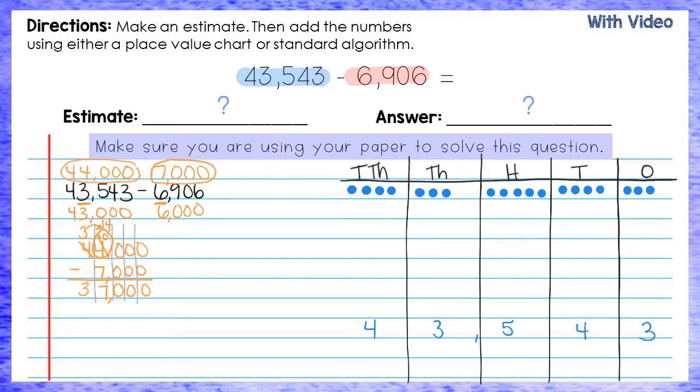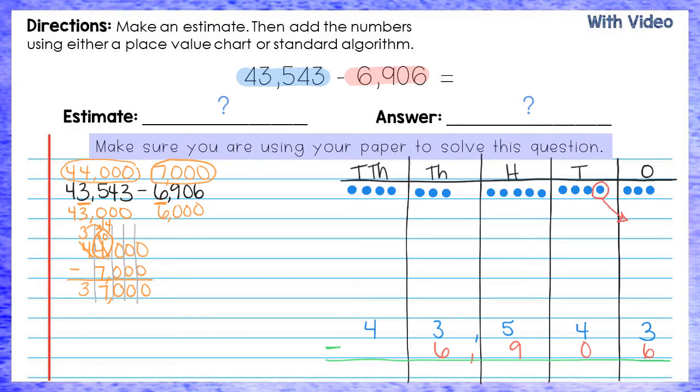43,543. And then I'm going to be subtracting 6,906. Let's start in the ones place. We have 3. Can we take away 6? Can we cross out 6? No, we can't because we don't have 6. So we're going to have to regroup from the tens.